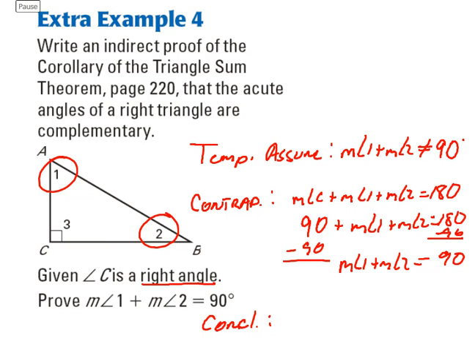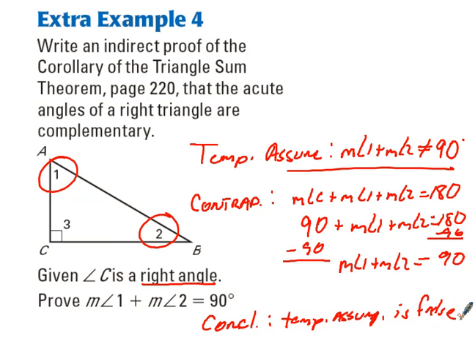We're going to conclude that our temporary assumption, which is up here, is false. Thus, the measure of angle 1 plus the measure of angle 2 equals 90 and they are complementary, which is what we set out to prove.